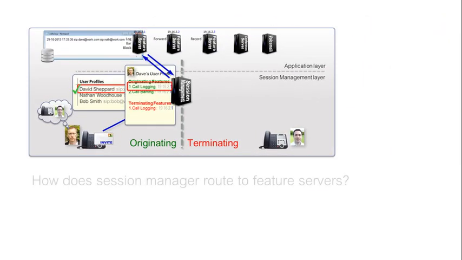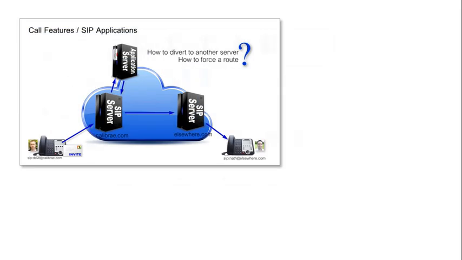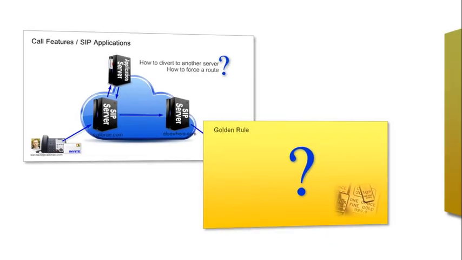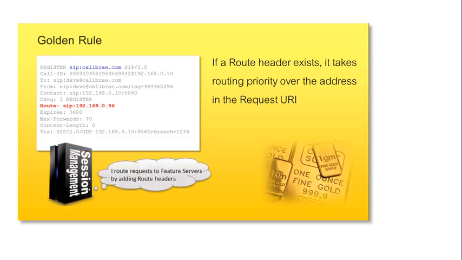So how does the session manager actually route a request between itself and one or more feature servers? Do you remember back in Chapter 5 how an entity forces a request over a given route, diverting it from its anticipated path? Do you remember the golden rule? That's right, through the route header. If one or more route headers exist, the request is sent to the address in the topmost route header. Session managers route requests to feature servers by adding route headers.